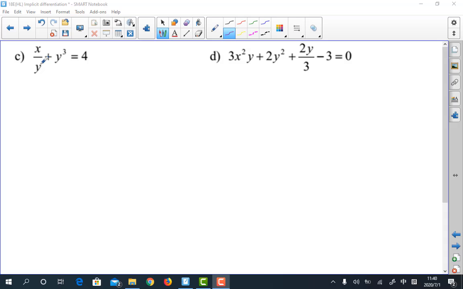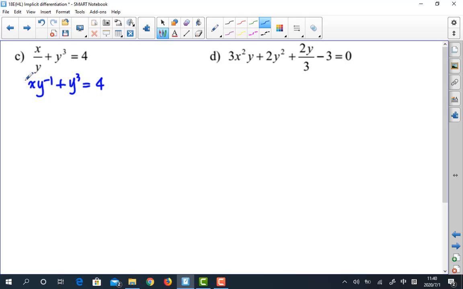So C, let's differentiate this one. We need the quotient rule, or change this one to x times y to the power negative 1 plus y cubed equals 4. I try to avoid using the quotient rule. It's a little bit too tedious. So I change this one to the product form. Then I will use the product rule to differentiate x times y to the power negative 1.